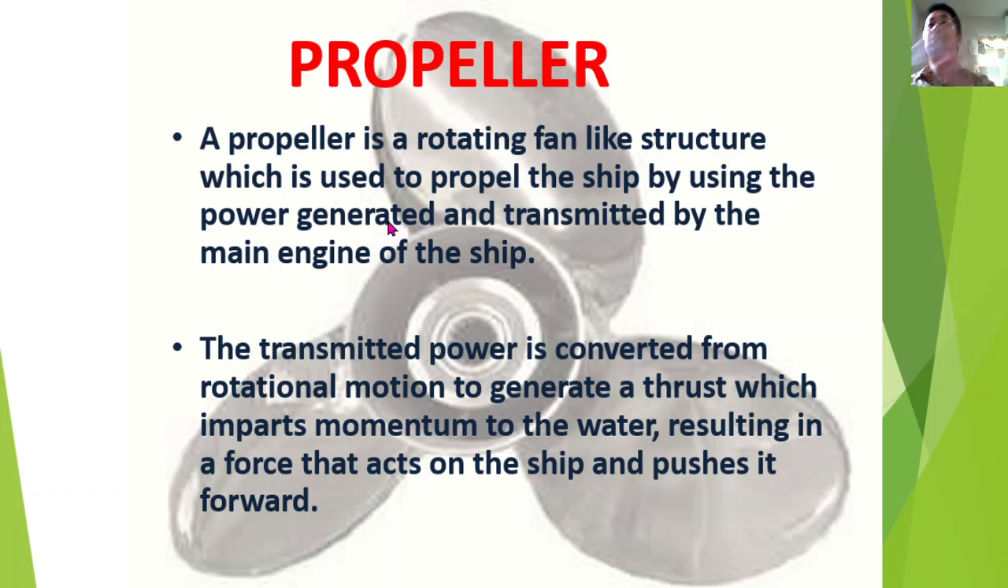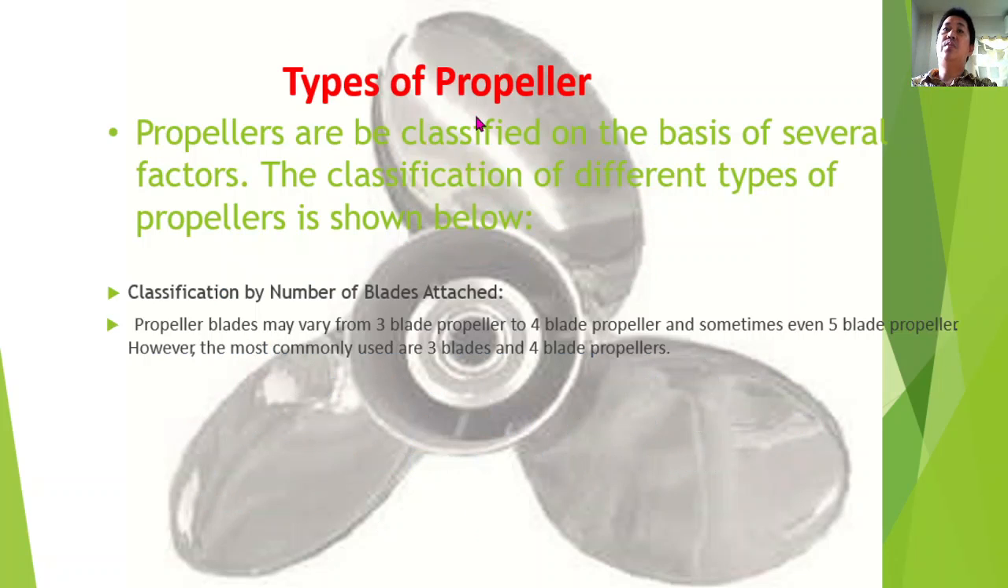So a propeller is a rotating fan-like structure which is used to propel the ship by using the power generated and transmitted by the main engine of the ship. The transmitted power is converted from rotational motion to generate thrust, which imparts momentum to water, resulting in a force that acts on the ship and pushes it forward. Types of propeller: they are classified on the basis of several factors. Classification of different types of propellers is shown below.